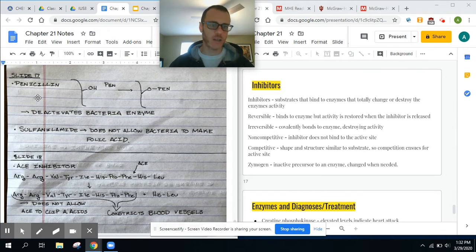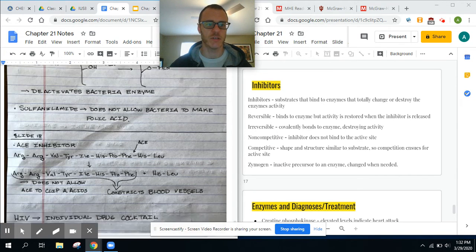Essentially, this comes up with penicillin. When you have penicillin, it deactivates the bacterial enzyme. So the bacteria can't do certain things, therefore it dies. Sulfanilamide does not allow bacteria to make folic acid, and folic acid is an extremely important compound for any biological system.